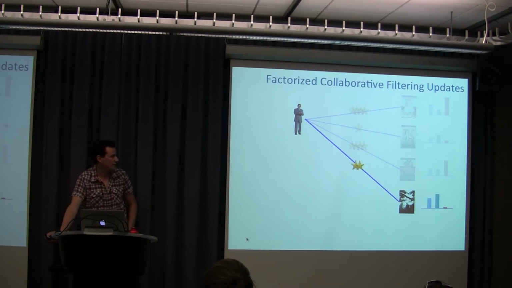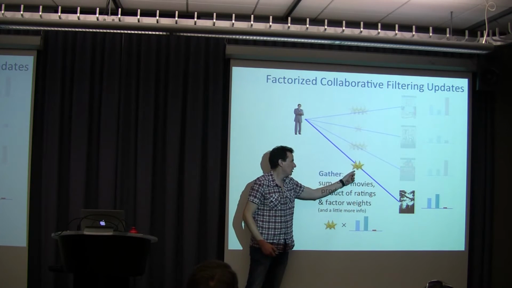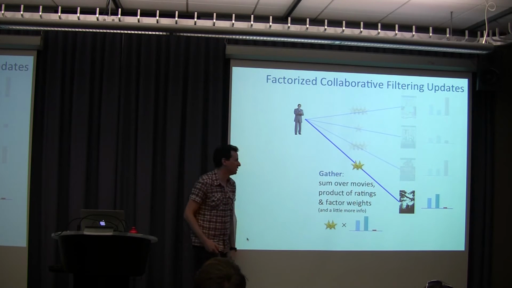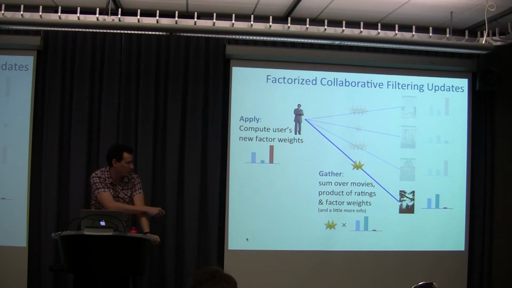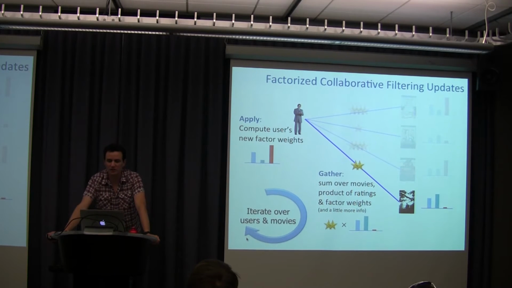And in the gather phase, I'm not going to go into the math, but the computation is basically the product of your ratings with this particular vector over here, and it gets accumulated according to my neighbors. And the apply phase is a matrix inversion where you're basically doing regression on this product. And you iterate this over movies and users, alternating between the two.